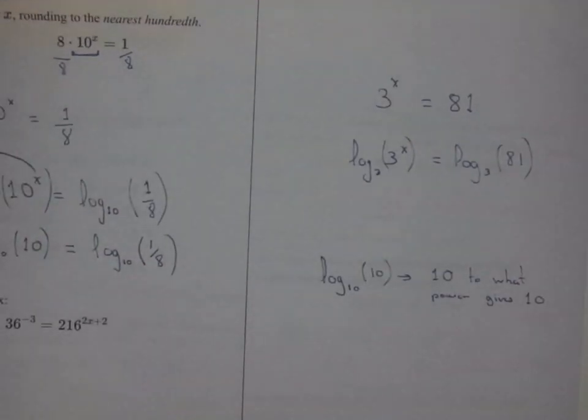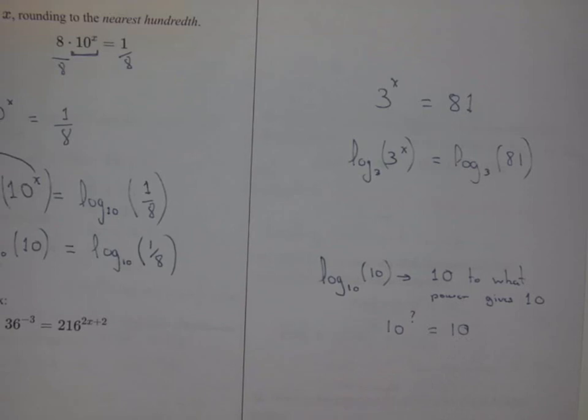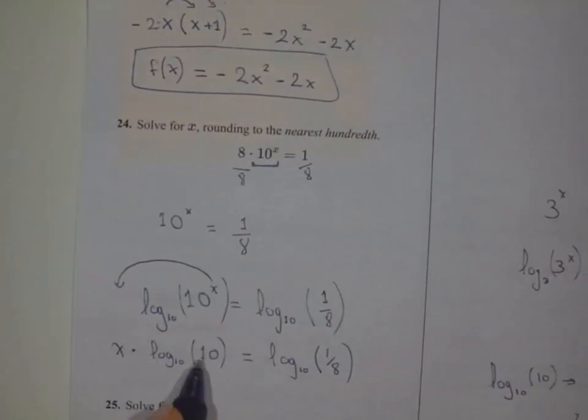10 to what power gives me 10? 10 to what power gives me a 10? Well, there is only one power that gives me a 10 out of a 10, and that's a 1, right? So this all goes to 1. That whole thing becomes a 1. So really what I have left now is x times 1, so just x, is equal to that big old thing.